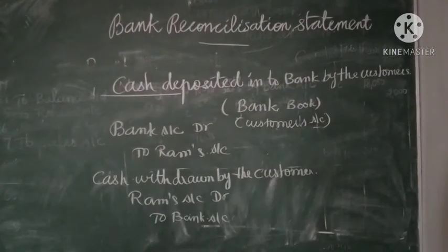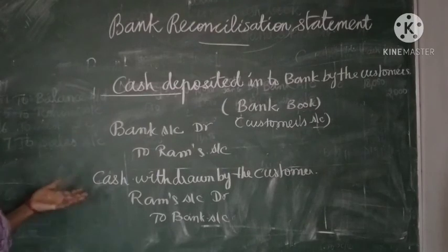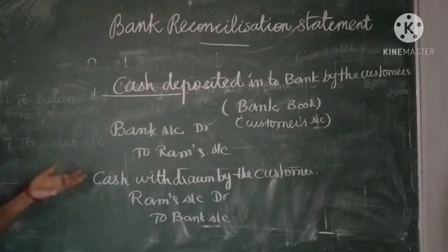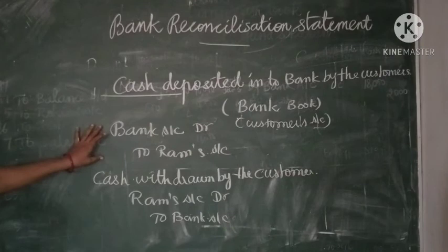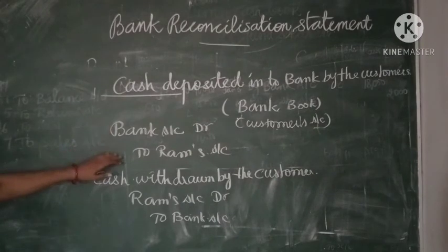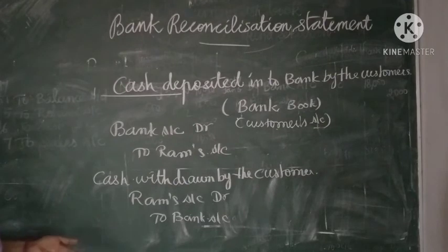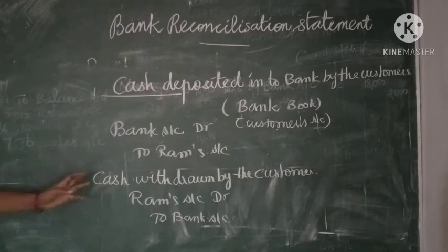Now let us see, when cash is deposited into the bank by the customer, in the customer's bank book, what is the entry? Bank account debit to Ram's account. Bank balance will be increasing. Bank is receiving the money. Why is there a variation? When the money is deposited by the business into the bank, the customer account is credited in the bank's book.